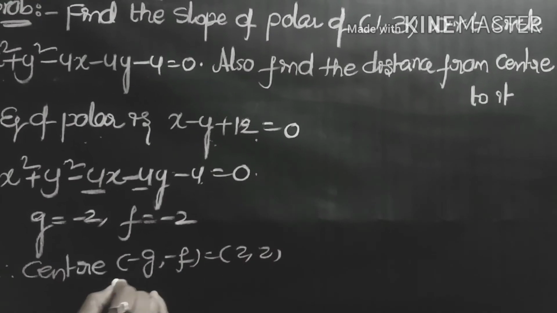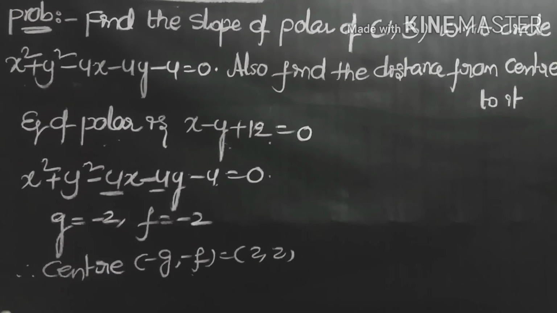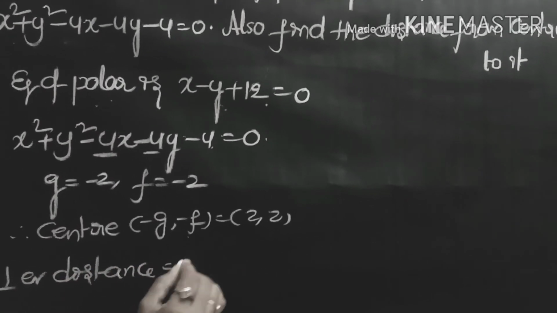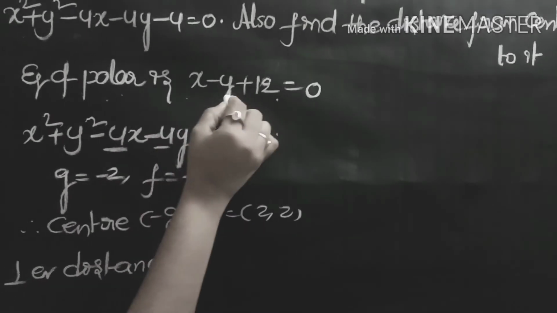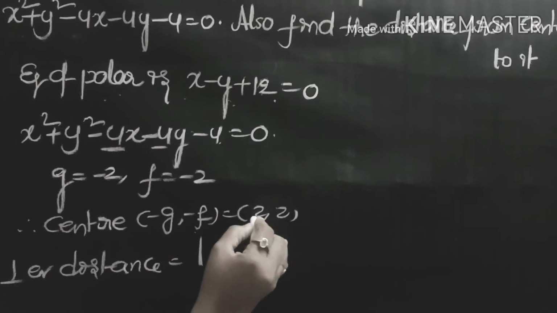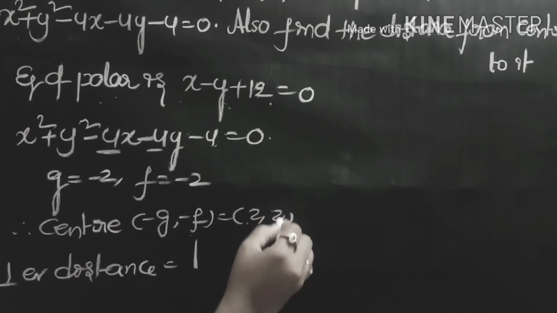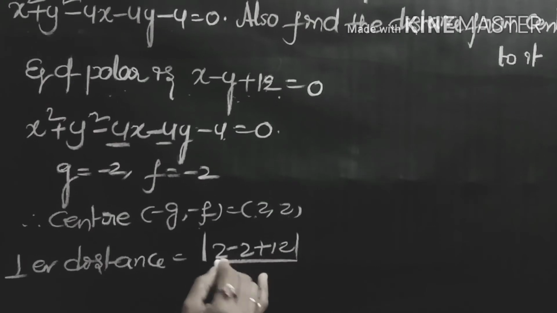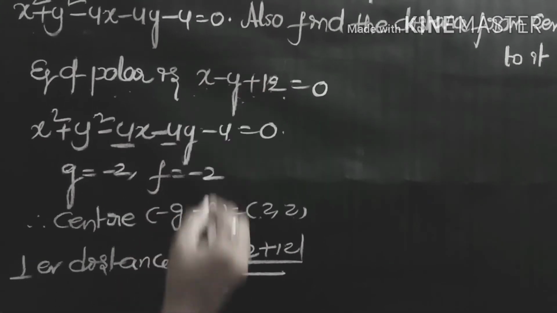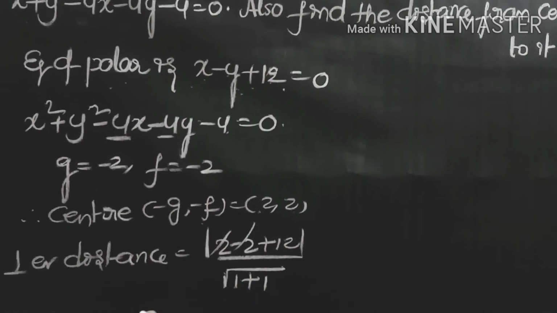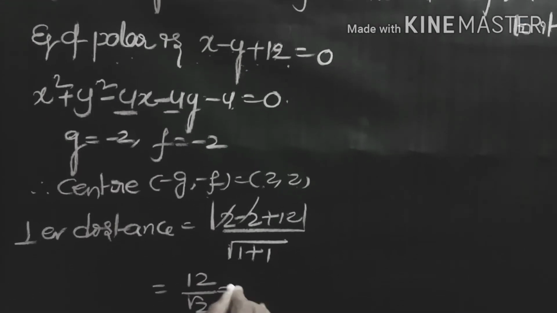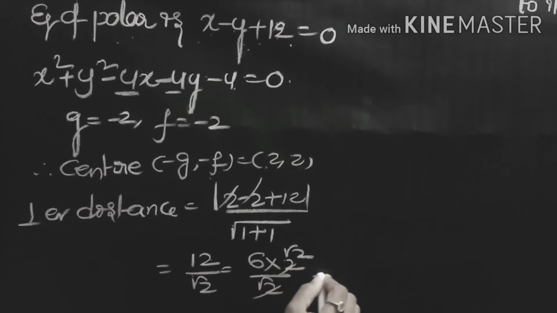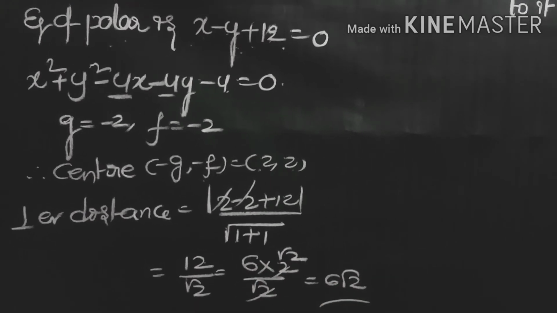Now we are taking the perpendicular distance from center to the polar equation. That is perpendicular distance is equal to modulus of (a x1 plus b y1 plus c) by square root of a square plus b square. That is we are substituting the point (2, 2) in the above equation. That is (2 minus 2 plus 12) by square root of a square plus b square, 1 square plus 1 square equals 1 plus 1, and this is equal to 12 by root 2. 12 is equal to 6 into 2, 6 into 2 by root 2, and this root 2 is cancelled by root 2 times. Therefore distance value is equal to 6 root 2.